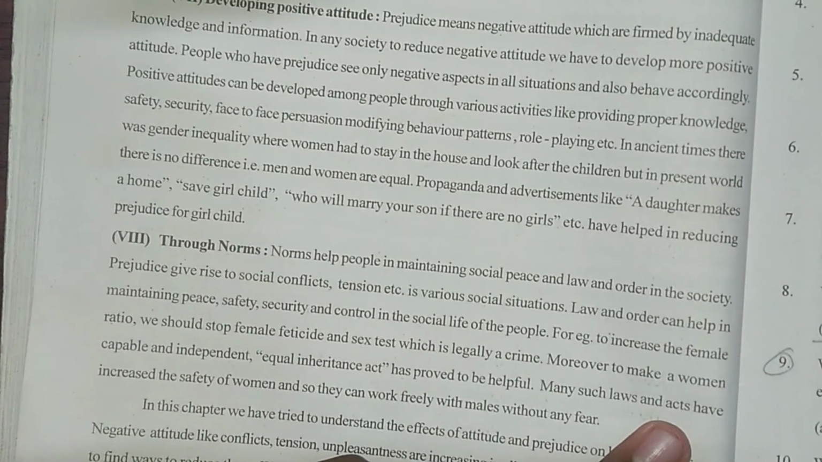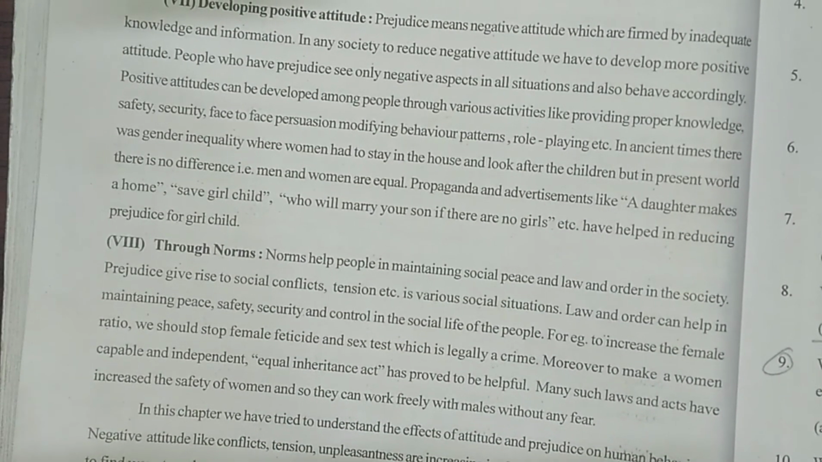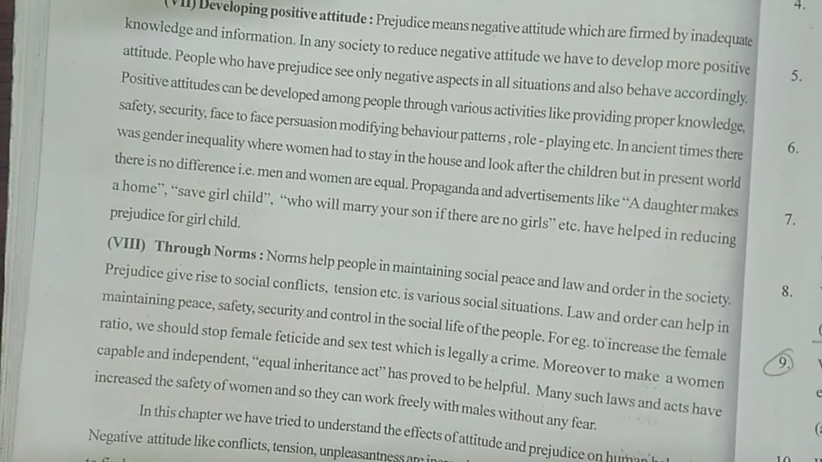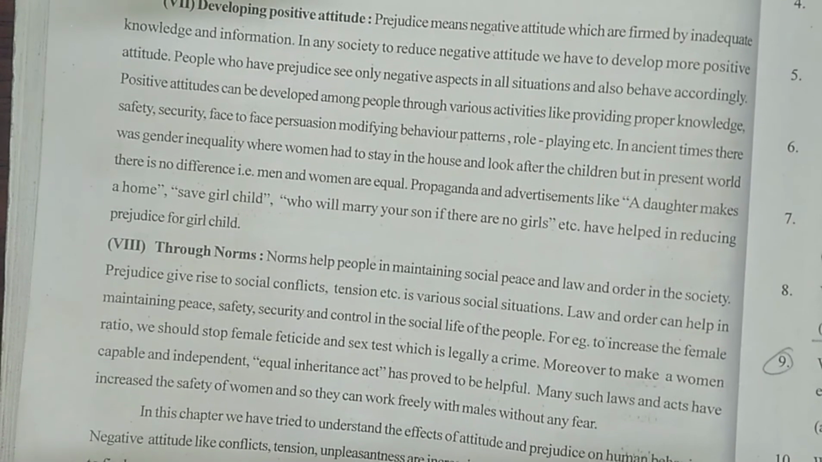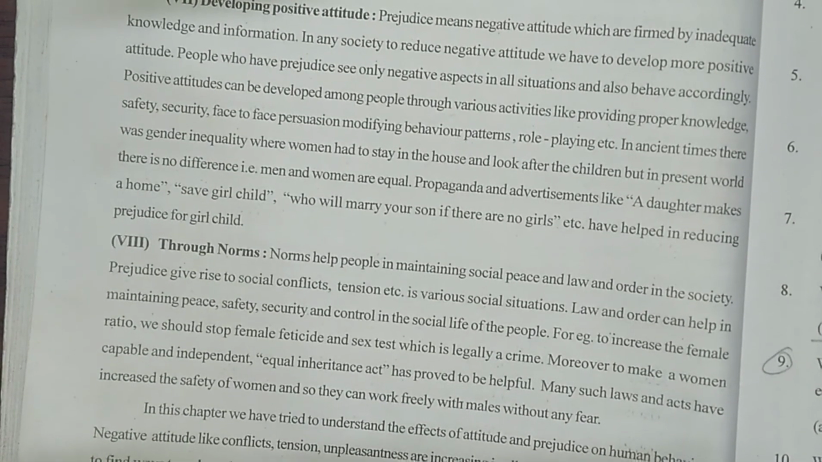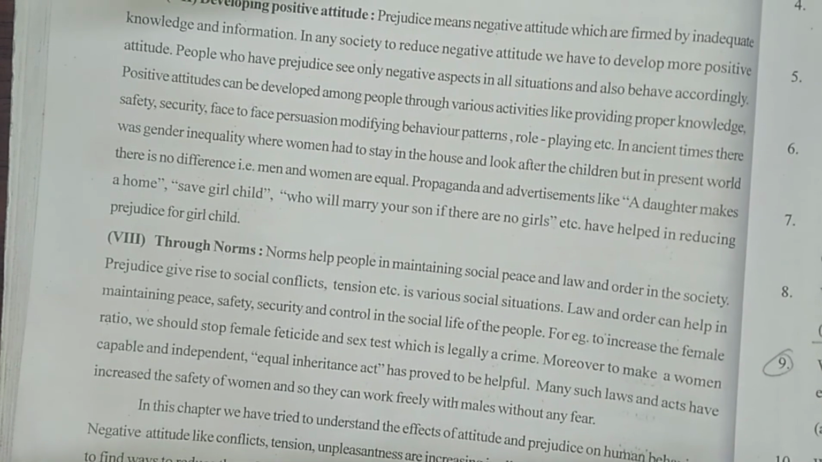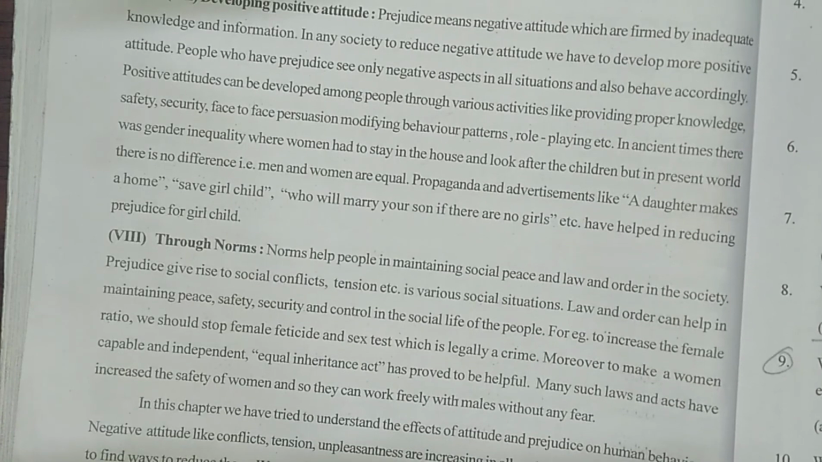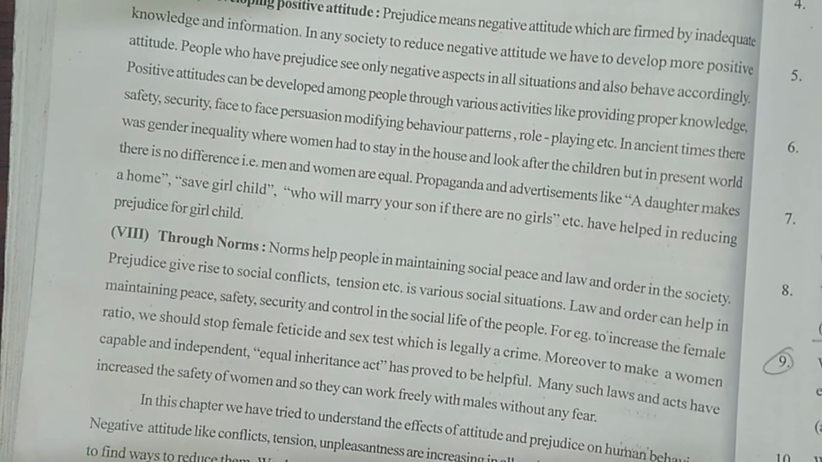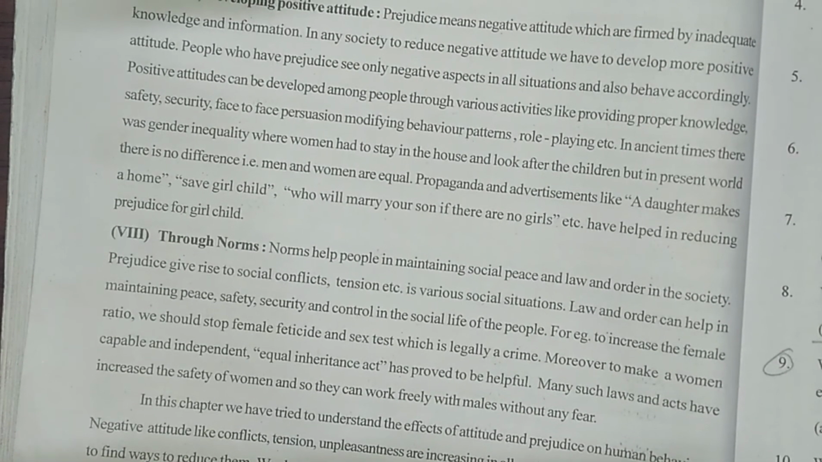So, the last point is the role of norms. Norms help people in maintaining social peace, and law and order in society. Prejudice gives rise to social conflicts, tension, etc. in various social situations. Law and order can help in maintaining peace, safety, security, and controlling the social life of the people.